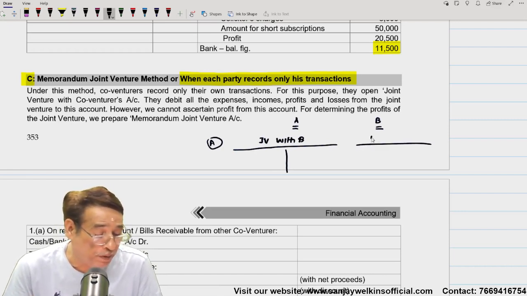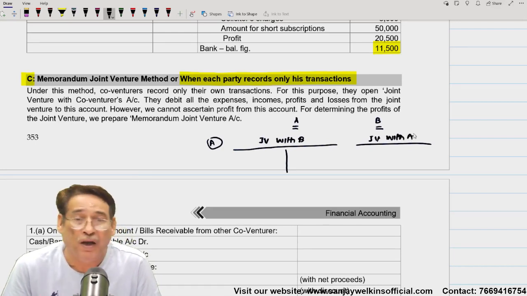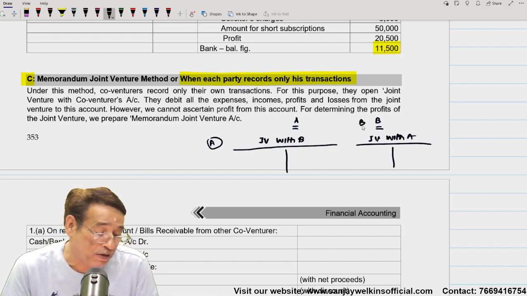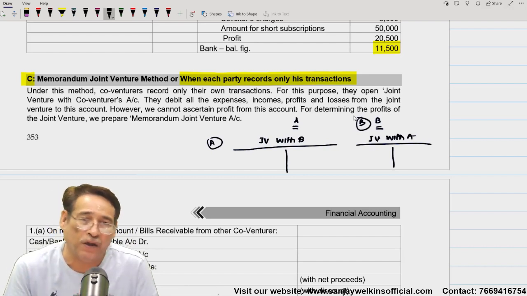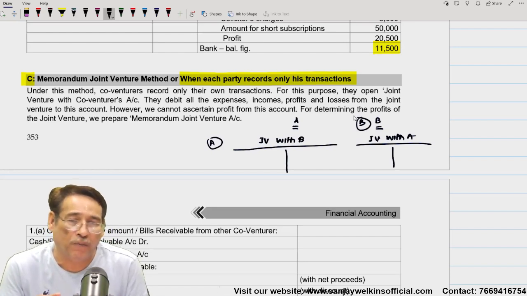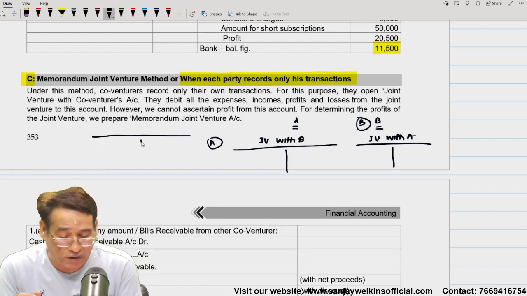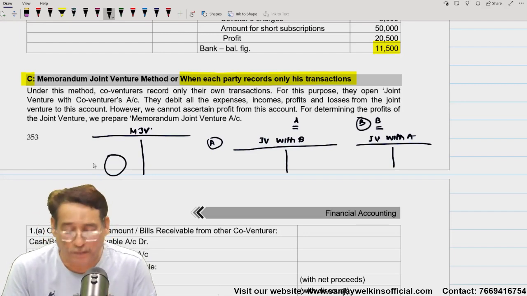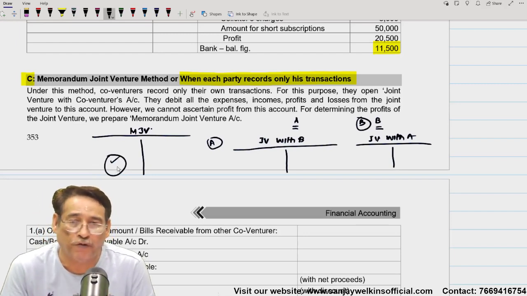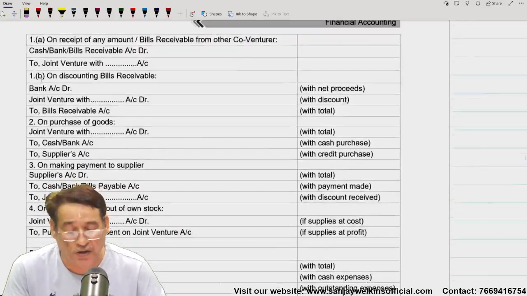Likewise, B will prepare joint venture with A account. And in this account, he will record only his own transaction. That means neither of the party will record the transaction of the other party. So that is the difference between the second method and the third method. Now in order to know the profit, they will prepare a common account known as memorandum joint venture account. And how this account is prepared? Objective of preparing this account is to know the result, that is profit or loss. Correct? But how this account is prepared, that is the theme of this particular topic.